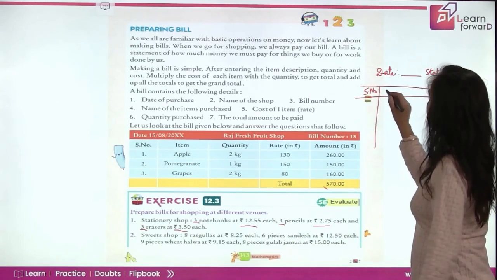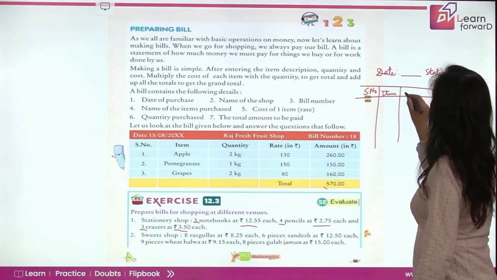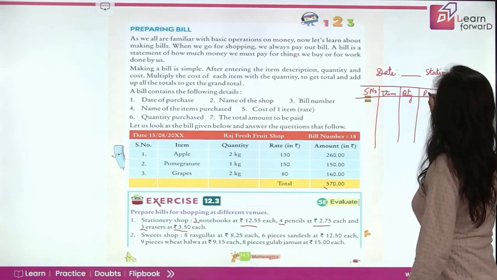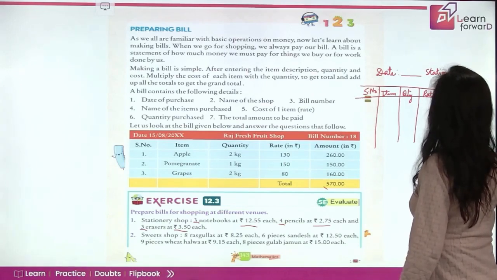Then you have the column for item. Then you have the column for quantity. I am writing in short QTY. Then you have the column for rate in rupees. And then you have the column for amount. This is also in rupees.